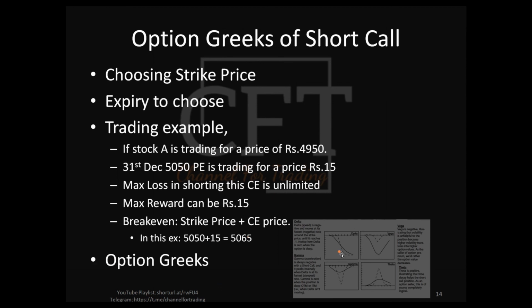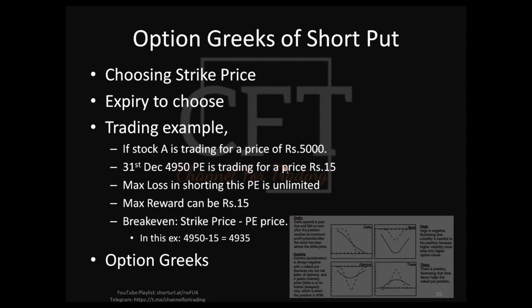And let's see the option Greeks here. Delta is negative and moves at its fastest rate around the strike price until it reaches -1. The delta is 0 when the option is deep out of the money. Similarly, you can see the acceleration here, and the theta, which will be positive, because in case of shorting options, theta will be in favor of sellers. And volatility, the Vega factor, is not so good for sellers.